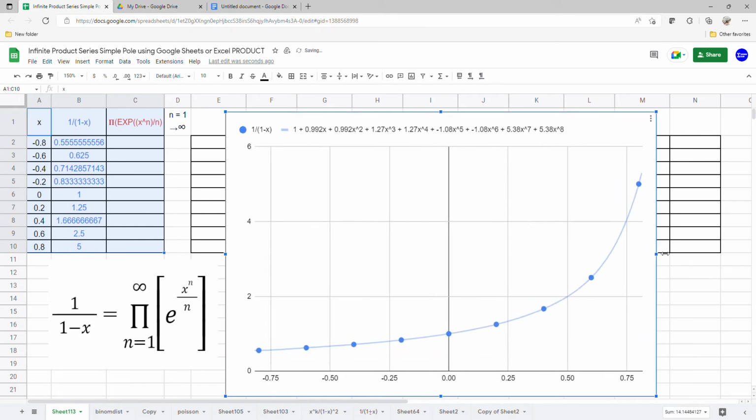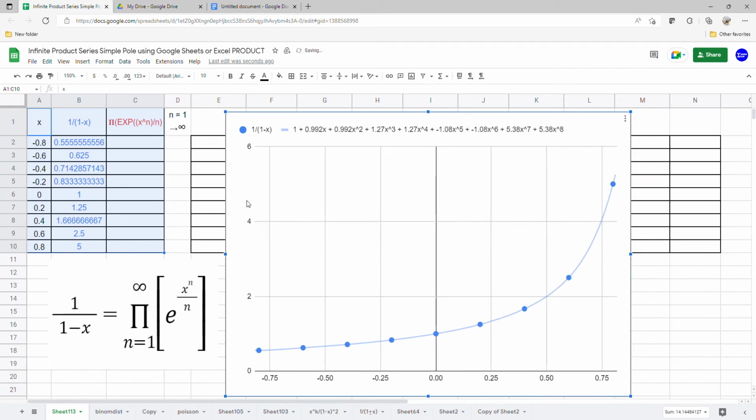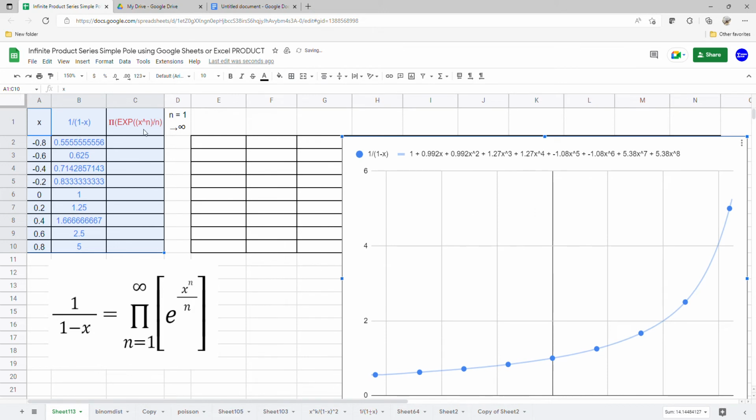Next, we continue with the expansion, the infinite product expansion. To do that, we enter this is pi. It is pi, where n is from 1 to infinity of the exponent e to the power x to the power n over n, where the value of n is from 1 to infinity. 10 is good enough. Now we complete the array. So this is array formula.